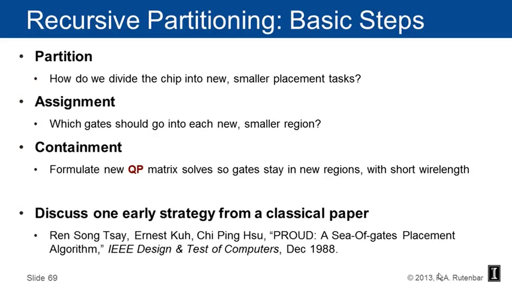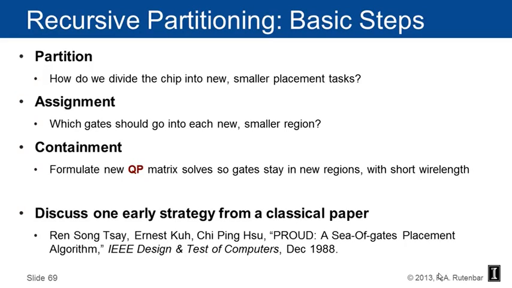How do you actually formulate the new quadratic placement matrix solve so the gates stay inside the new regions, but inside the new regions they go in good places? Because one of the problems is that there are gates inside the region, the new, smaller region, that are connected to wires that go outside the region. How do we model that sort of connection from the inside of a smaller problem to the outside? That's the containment problem. And I'm going to talk about one early strategy from a classical paper.